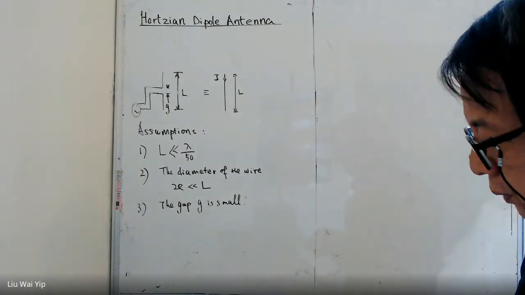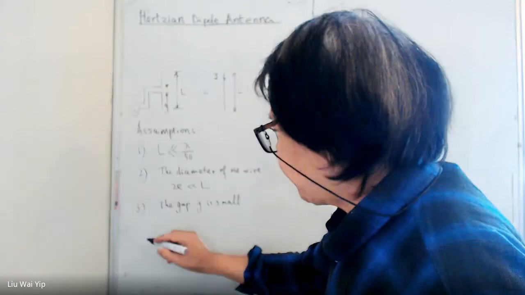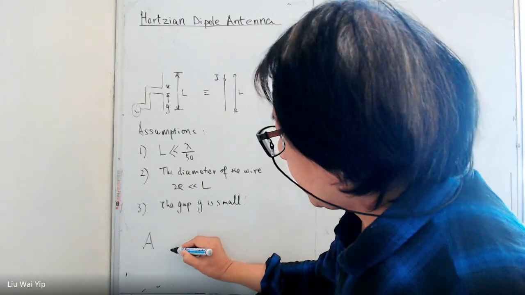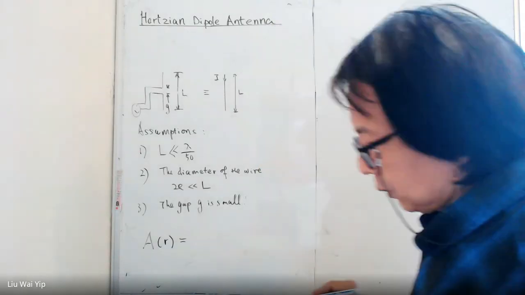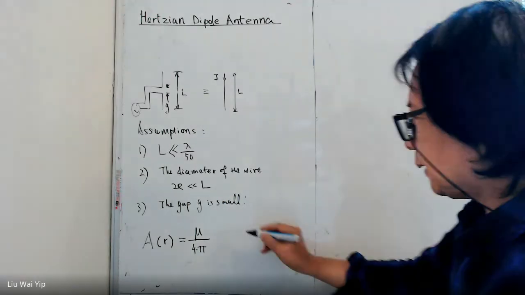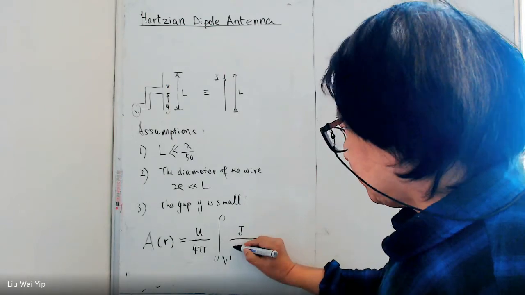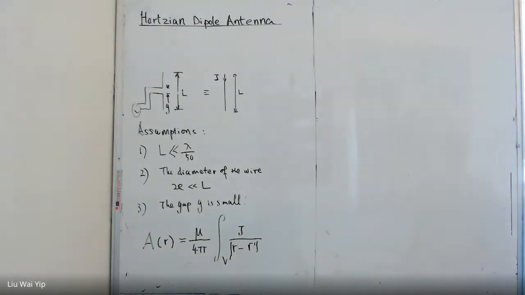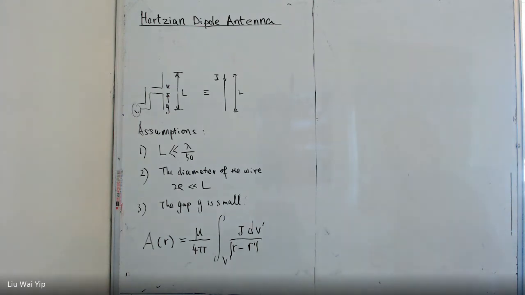Before going forward, let's revise what we have learned in the magnetic vector potentials chapter. The magnetic vector potential A is given by mu over 4 pi times a volume integral of J of r prime, divided by the magnitude of r minus r prime, dV prime. So this is the whole formula for the magnetic vector potential.